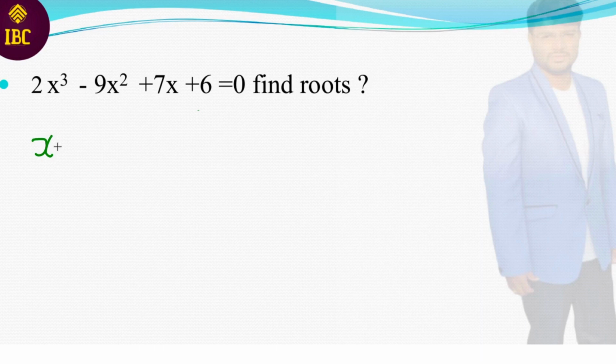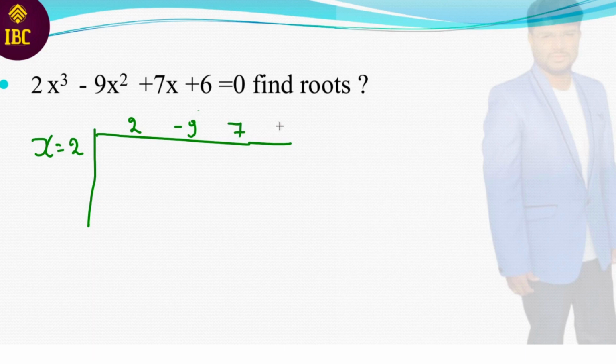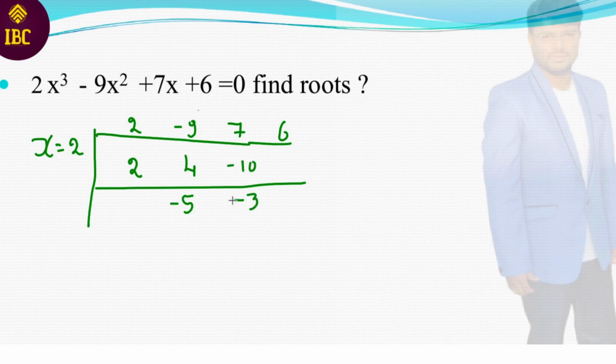If I take x is equal to 2, then I will write the coefficients of the other roots. That will be 2 minus 9 plus 7 plus 6. This 2 as it is, I will write. 2 into 2 is 4, 9 minus 4 will be 5, minus 5, 2 into minus 5 will be minus 10, then minus 3, 2 into minus 3 will be minus 6, it will be 0. Then your equation will be 2x square minus 5x minus 3 equal to 0.